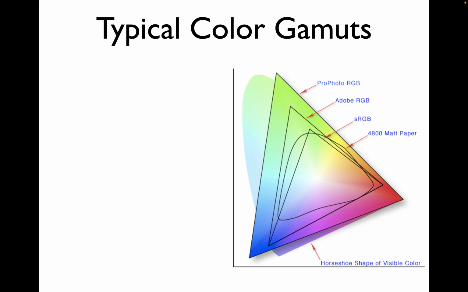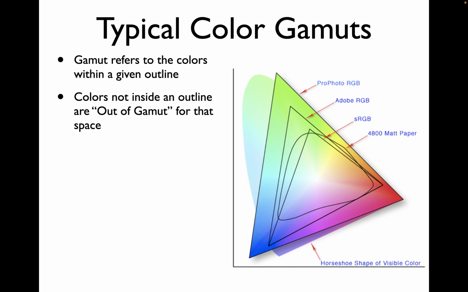So that's the reason these diagrams exist. Gamut refers to the colors that are contained within any one of these outlines. Colors that are not inside the outline are out of gamut. So for instance, if I've got this green right in here in Adobe RGB, but I want to print it on that 4800 printer, this color up here is not inside that space. So I've got to do something about that. I can't just throw that color away. Make sense? Okay.